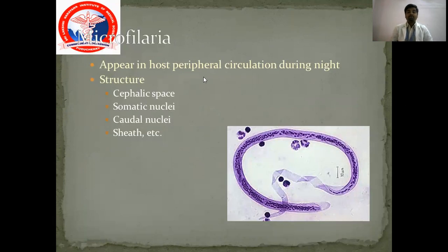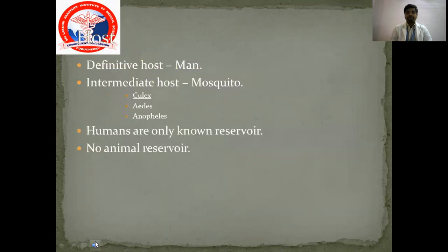Microfilariae appear in the host's peripheral circulation during night. So you can see this violet color is a microfilaria. It has a cephalic space, somatic nuclei, caudal nuclei, and a sheath. These are the parts present in a microfilaria. You can see the nuclei inside the somatic region. This is the sheath. So microfilaria is a common structure seen in the infected patient's peripheral blood smear.